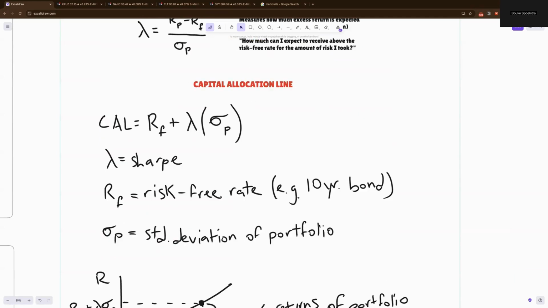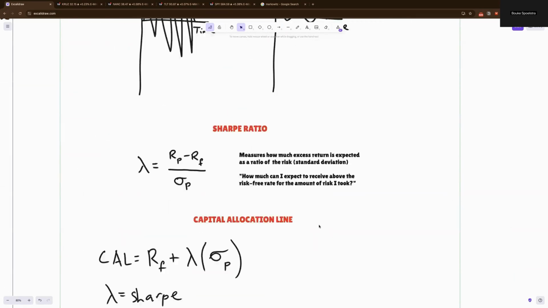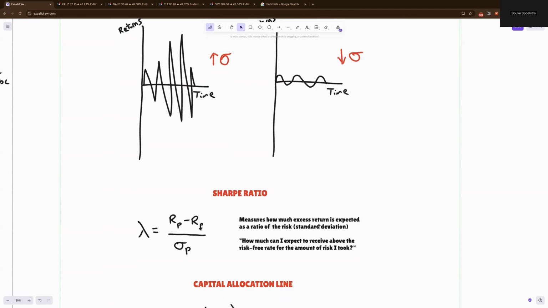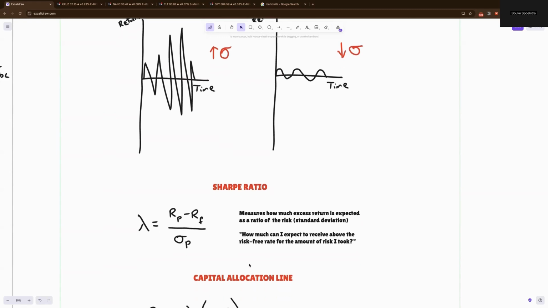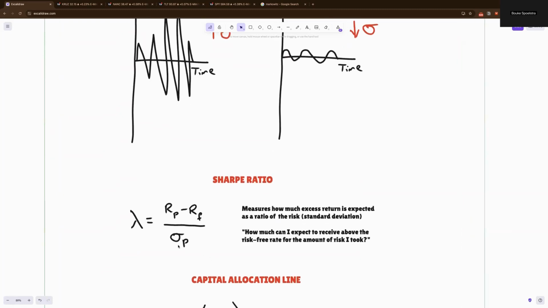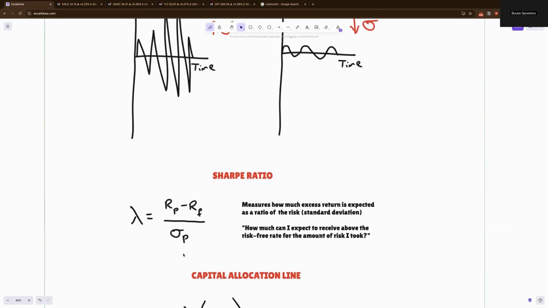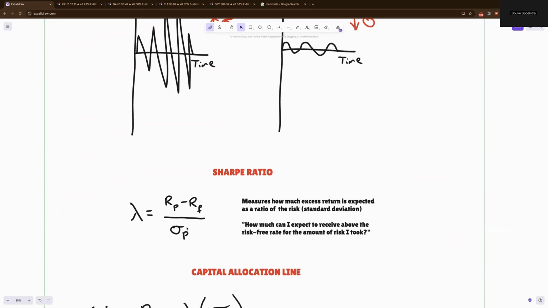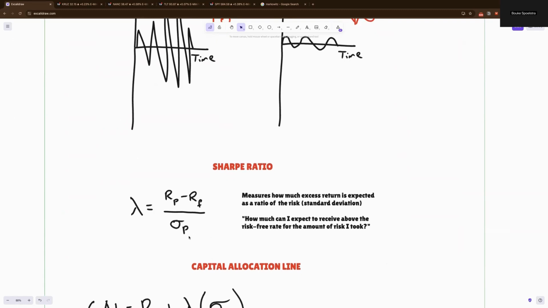We're going to go over the Sharpe ratio, capital allocation line, and efficient frontier now. The Sharpe ratio essentially measures how much excess return we're expecting as a ratio of the risk. You're essentially asking, how much can I expect to receive above the risk-free rate, this excess return, per amount of risk I took, this standard deviation.